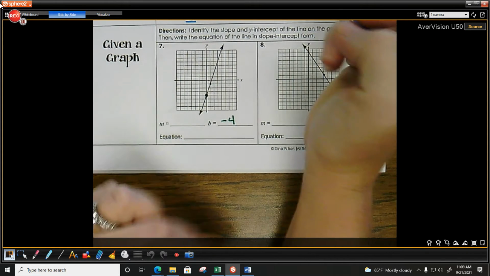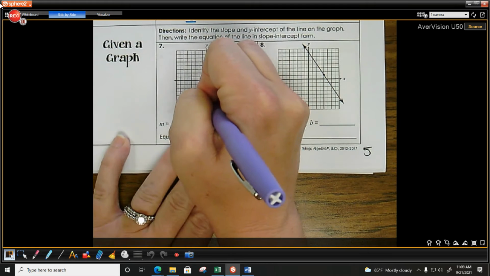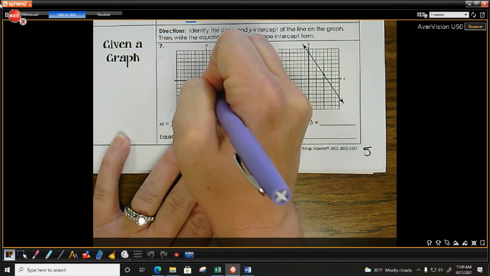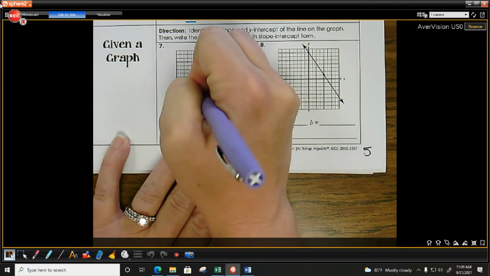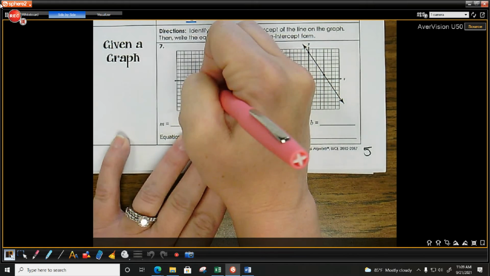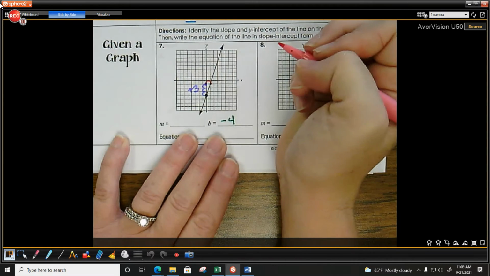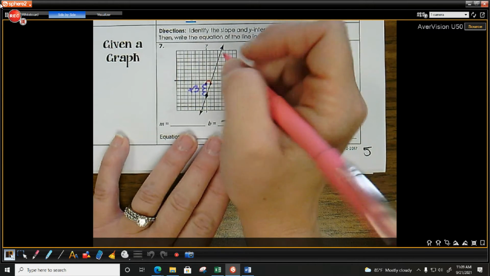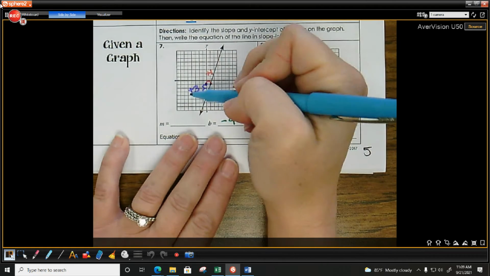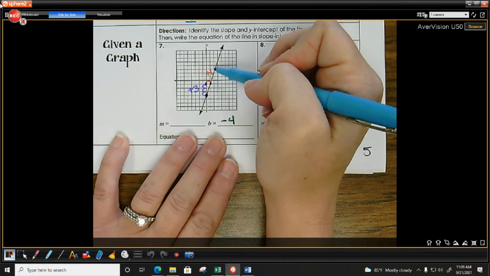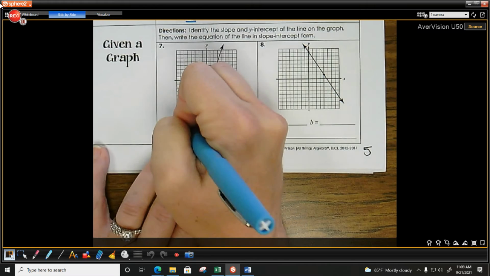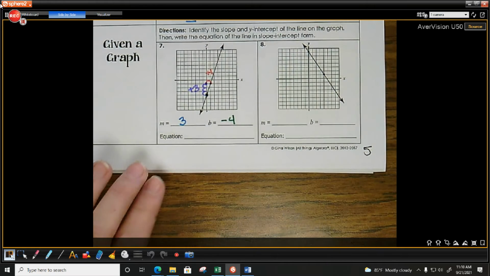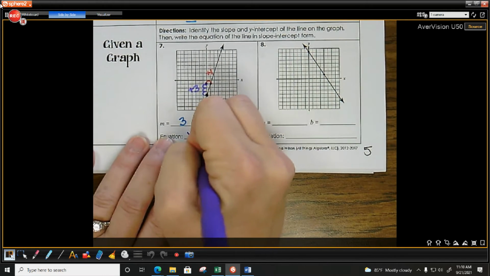Again, I said personal preference. I like to always start at the bottom. So I'm going to rise 1, 2, 3. And I run 1 to the right. Going to the right, is that positive or negative? Positive. Very good. So what's 3 divided by 1? 3. So I get y equals, what's my m?